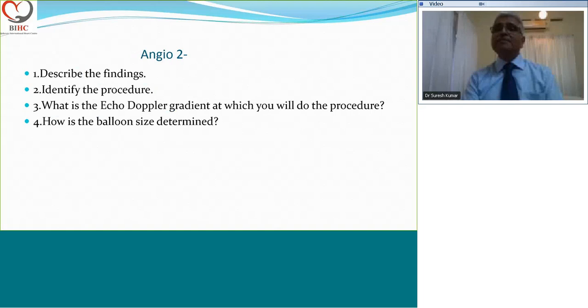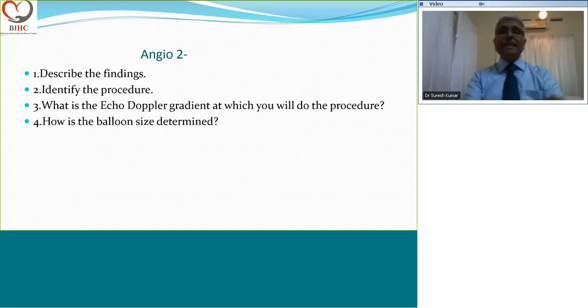You need to describe the findings. Yes, actually I am moving on from there. I included mitral atresia as representative of hypoplastic left heart syndrome, so your answer is correct only. Now in the angio that is going to come, you should describe the findings.